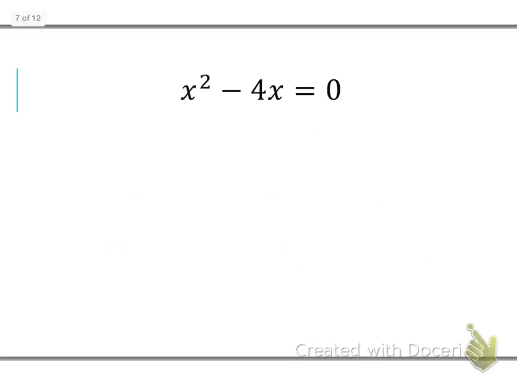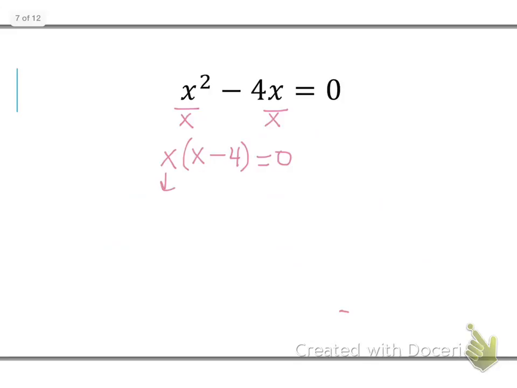Okay, this one, it looks like what multiplies to get me 0 but adds to give me negative 4, there isn't anything, but if you look, they both have something in common. They both have an x that we could pull out as a GCF. So if I pull that x out, I divide both of them by x and put it on the outside. x squared divided by x is just x. 4x divided by x is just 4.